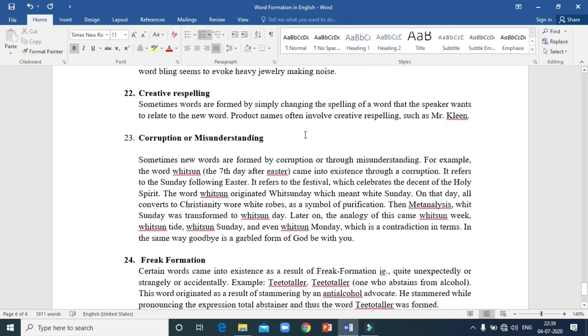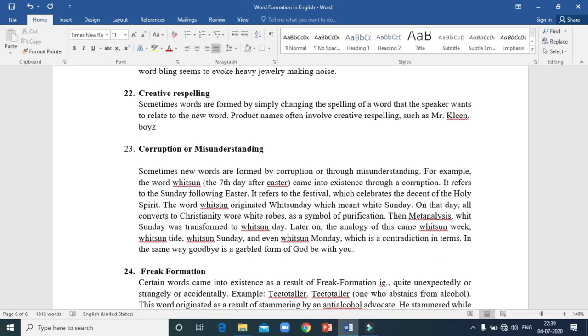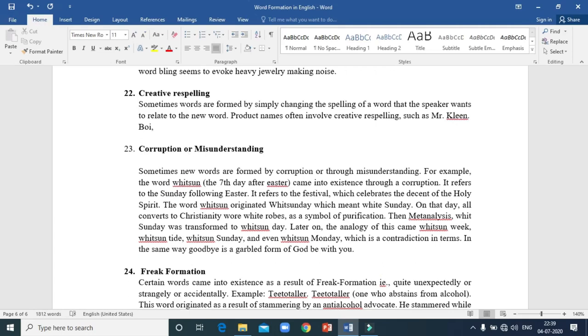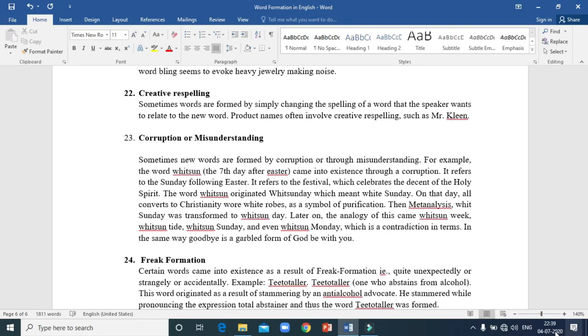For example, nowadays you guys use words like boys with a z, right? You write with a z. So that actually becomes a new word. Again, some other words you have coined because of creative new spelling, and this boyz, these are all examples of creative respelling. It is becoming established. After all, we don't know when these things will be added to the dictionary next.